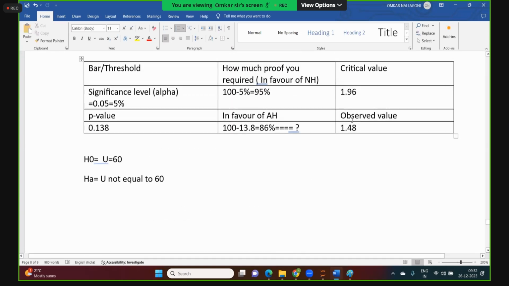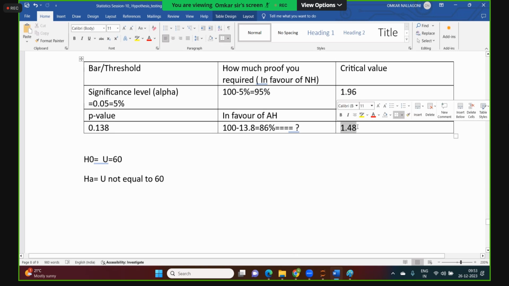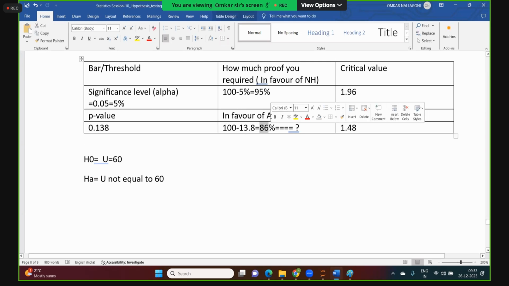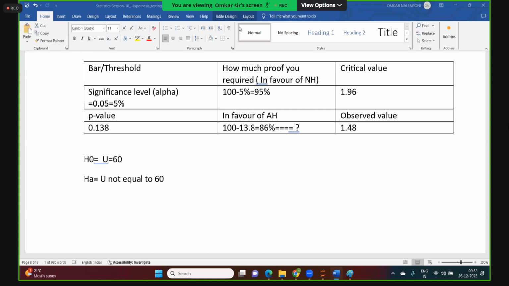How do you get that percentage value? Based on the calculation, the observed value is coming as 1.48. 1.48 means how much value? 0.138. So 0.138 means how much? 87. And this 87 and 95 you will compare. Very, very simple. Understood till now? Any doubts? Can you please confirm in the chat?